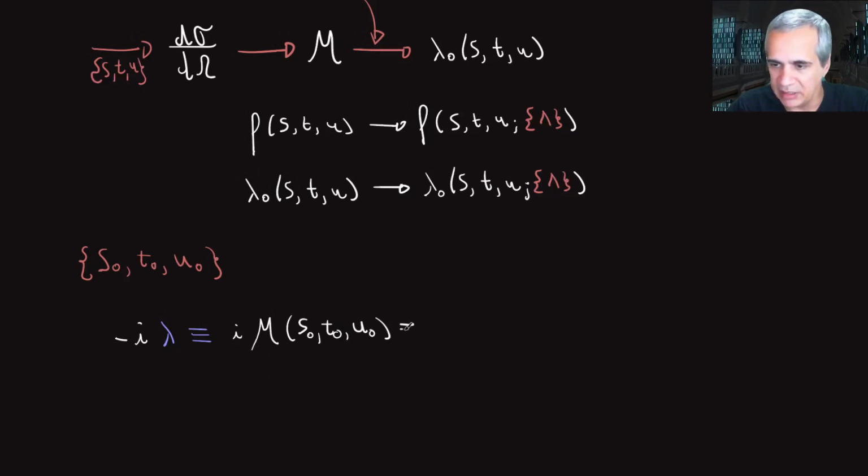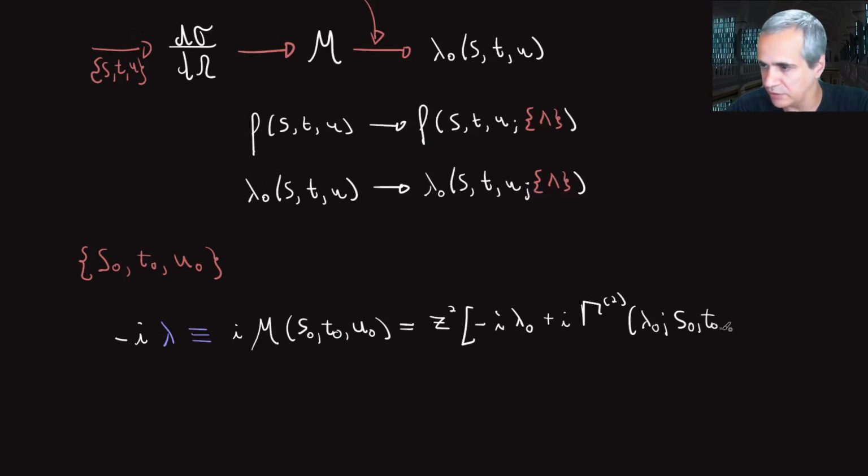Writing this explicitly, what I'm saying is that this new physical coupling constant will be given in terms of Z squared minus I lambda 0 plus I gamma 2 of, and this of course is a function of lambda 0 because when I calculate the loops, I already know this will be proportional to lambda 0 squared. Also S0, T0, U0, and possible new parameters if this was divergent at all.